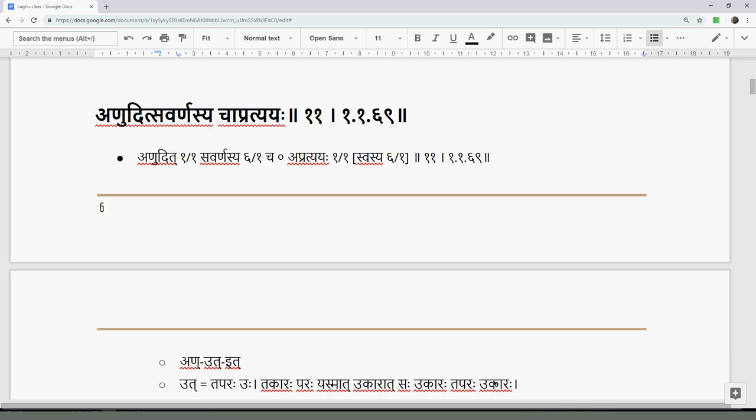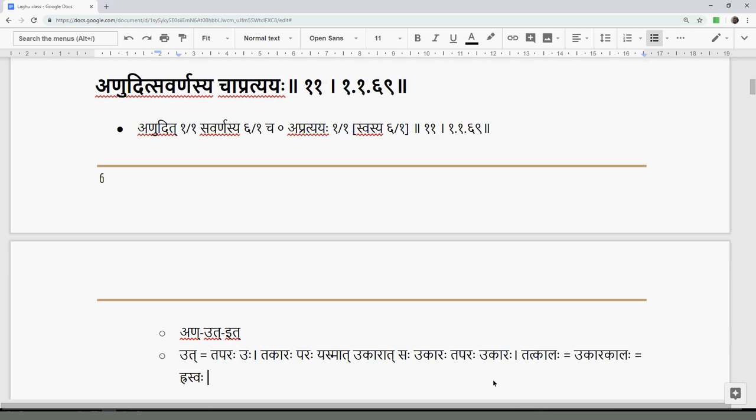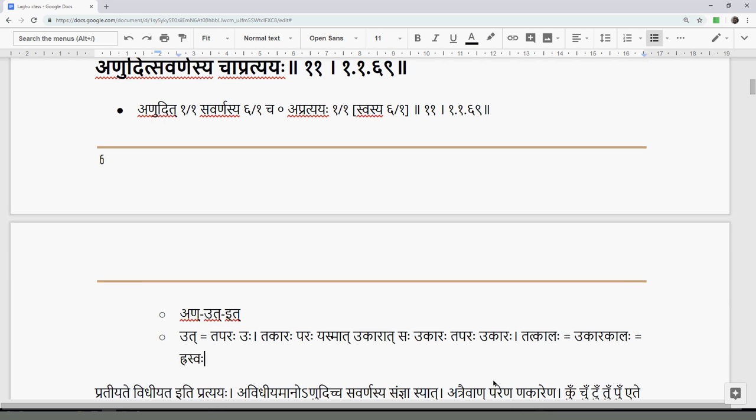Tatkala is what? Ukara kala. So it will be ukara kala. What will ut mean? Therefore, ut will be ukara kala, and ukara kala is what? Hraswaha. Therefore, tatkala is equal to ukara kala is equal to hraswaha. Hraswa ukara. So only ukara is mentioned. Only ukara will be in hraswa ukara. Hraswa ukara will be the meaning of this ut.